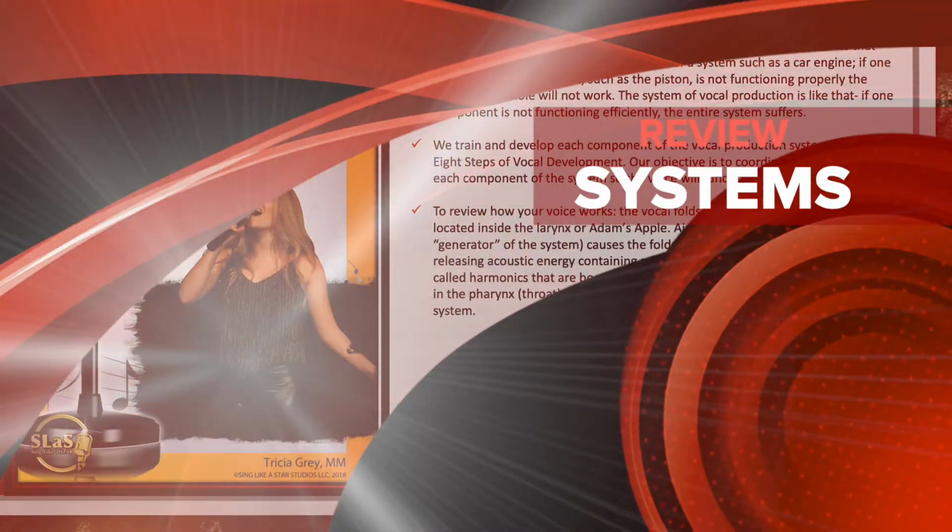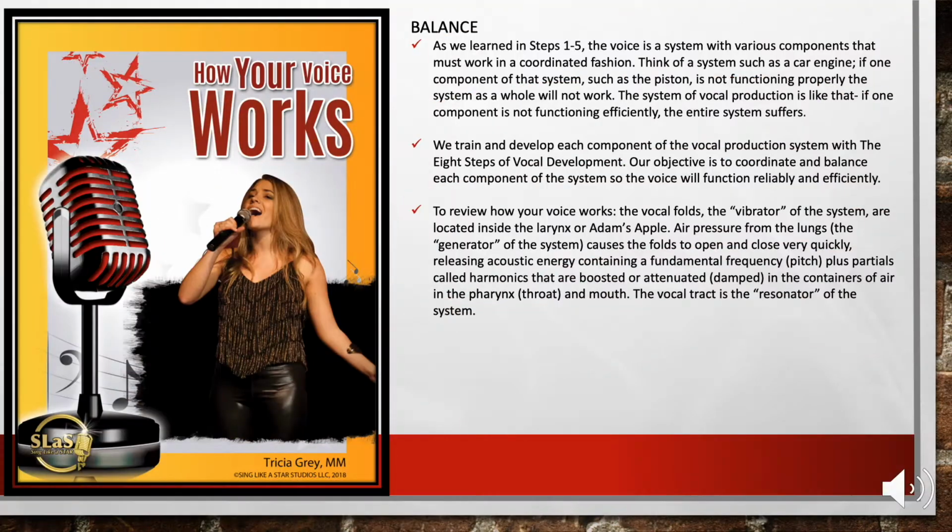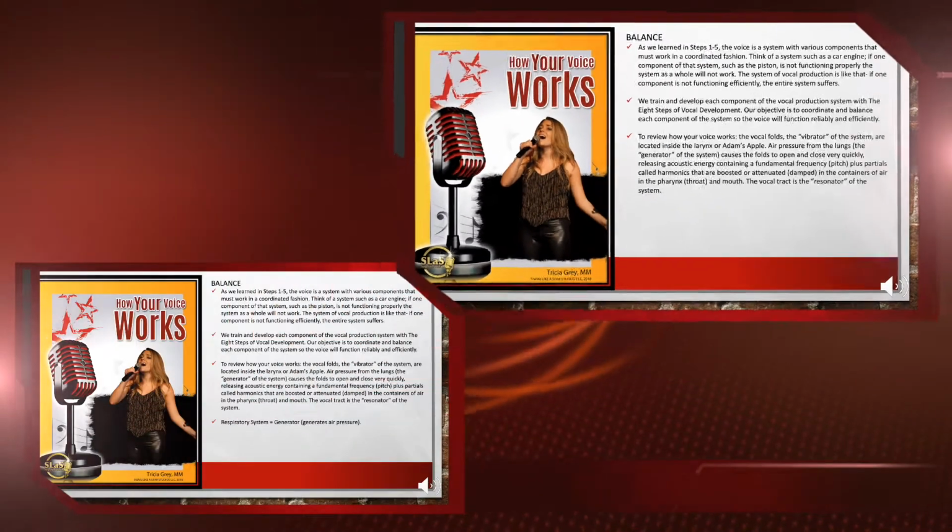To review how your voice works, the vocal folds, the vibrator of the system, are located inside the larynx, or Adam's apple. Air pressure from the lungs, the generator of the system, causes the folds to open and close very quickly, releasing acoustic energy containing the fundamental frequency known as pitch, plus partials called harmonics that are boosted or attenuated or damped in the containers of air in the pharynx or throat and mouth. The vocal tract is the resonator of the system.